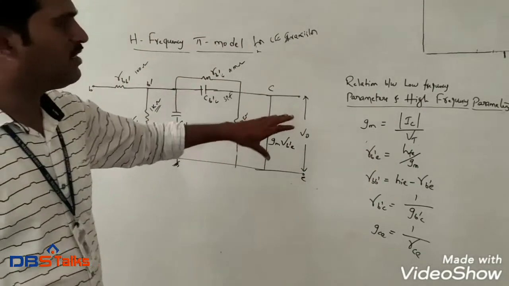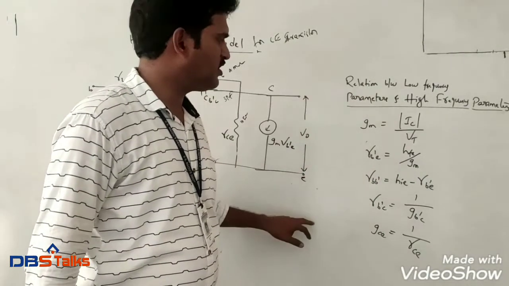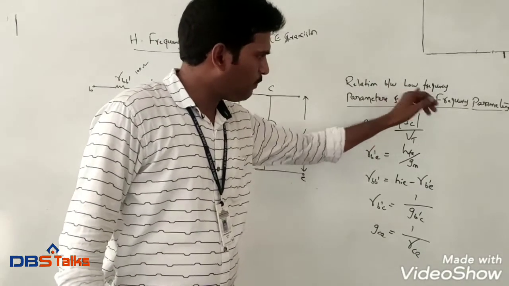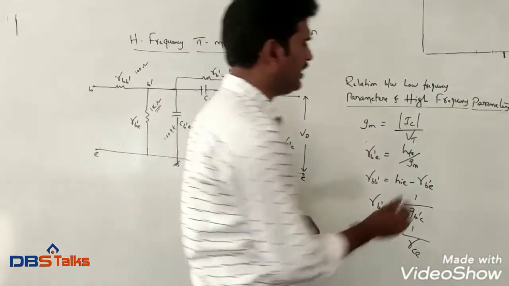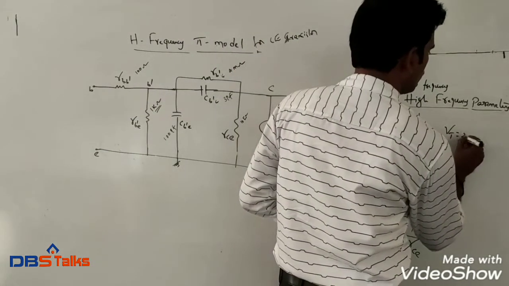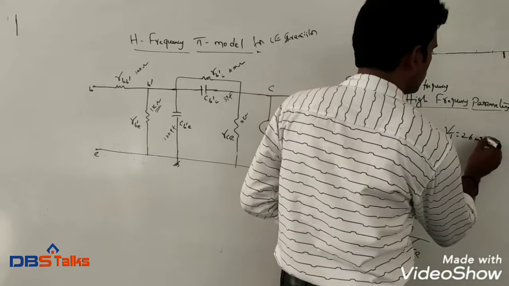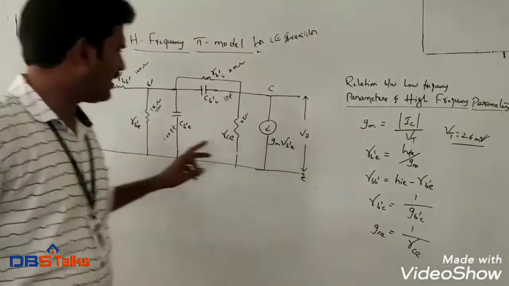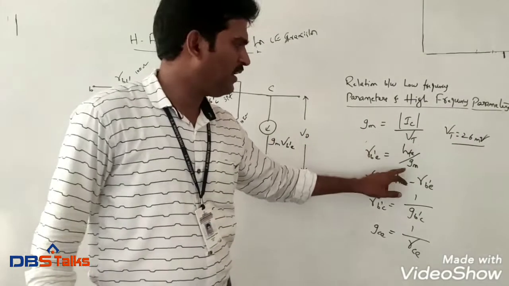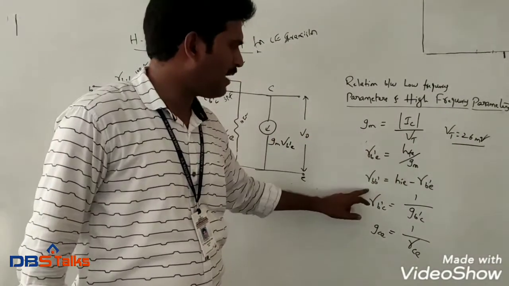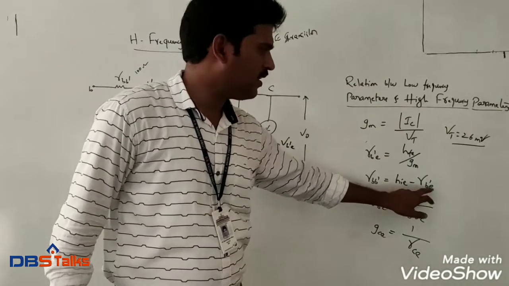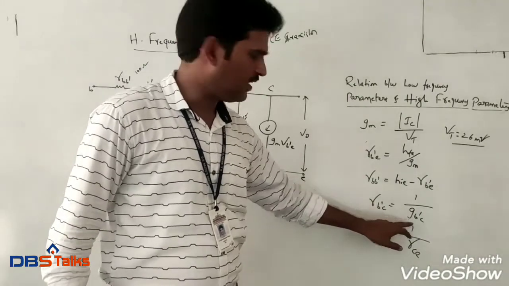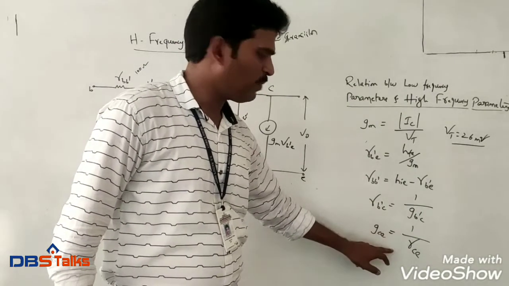Now if you see the relation between the low frequency parameters and the high frequency parameters, here gm is the transconductance. It is the ratio of collector current to VT. Here VT is 26 millivolts, the thermal voltage. And rb'e equals hfe by gm. And rbb' is hie minus rb'e. And rb'c is 1 by gb'c. And gce equals 1 by rc.